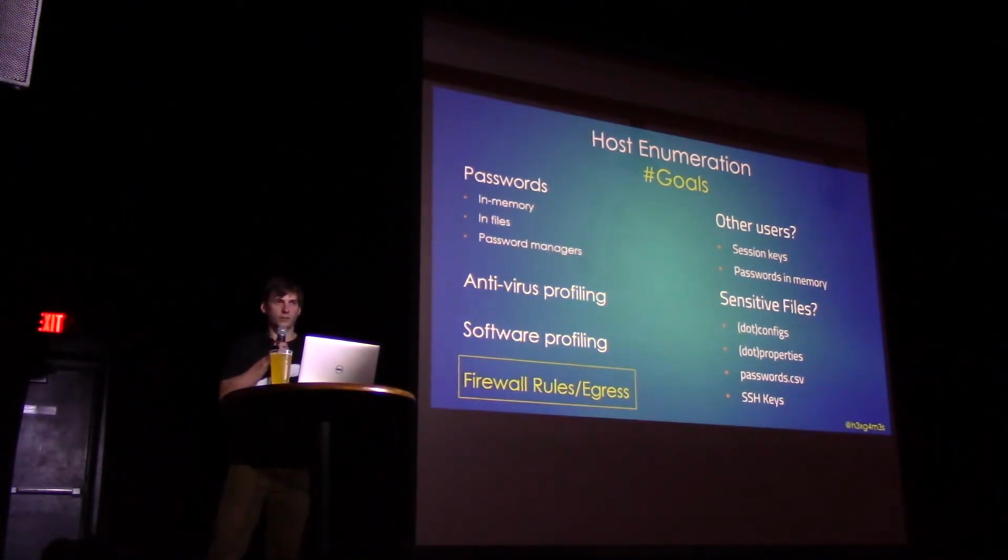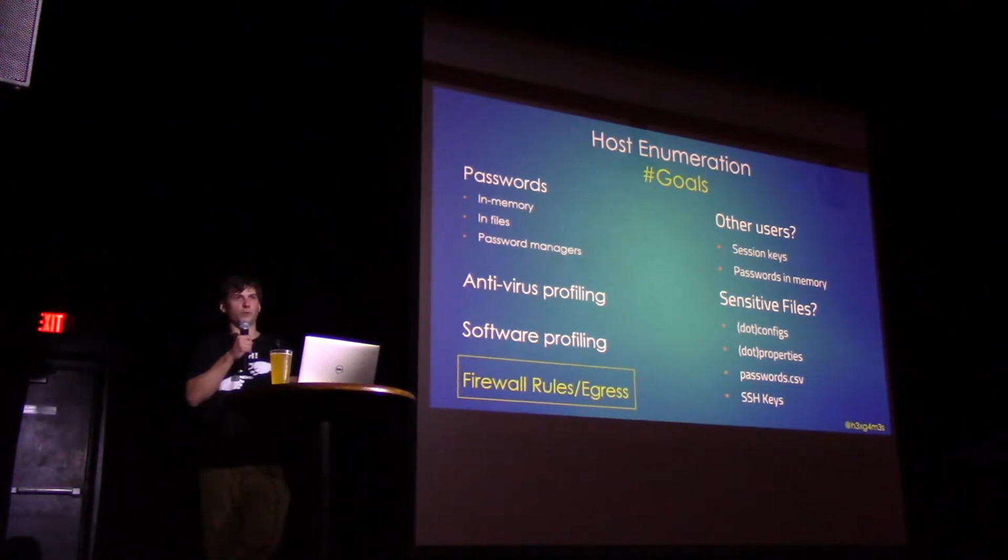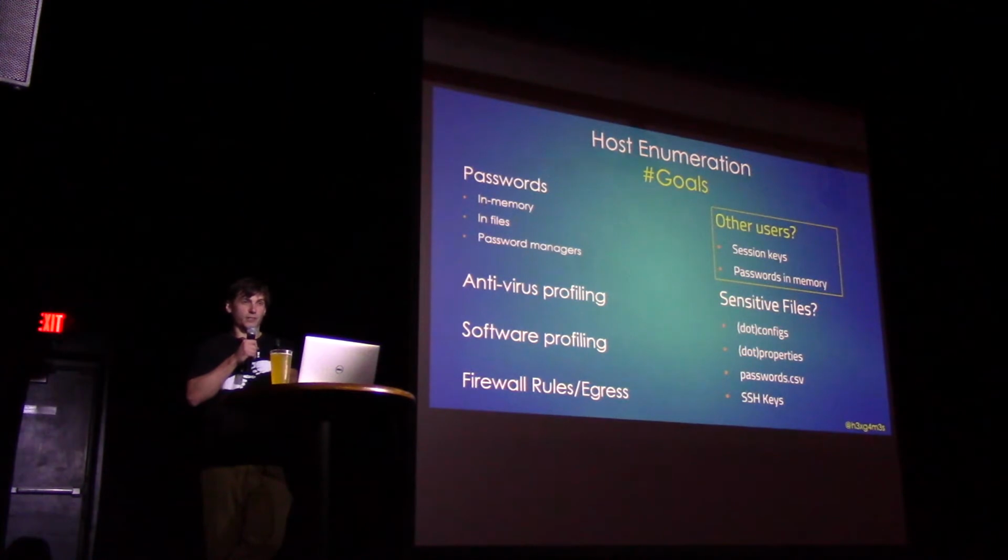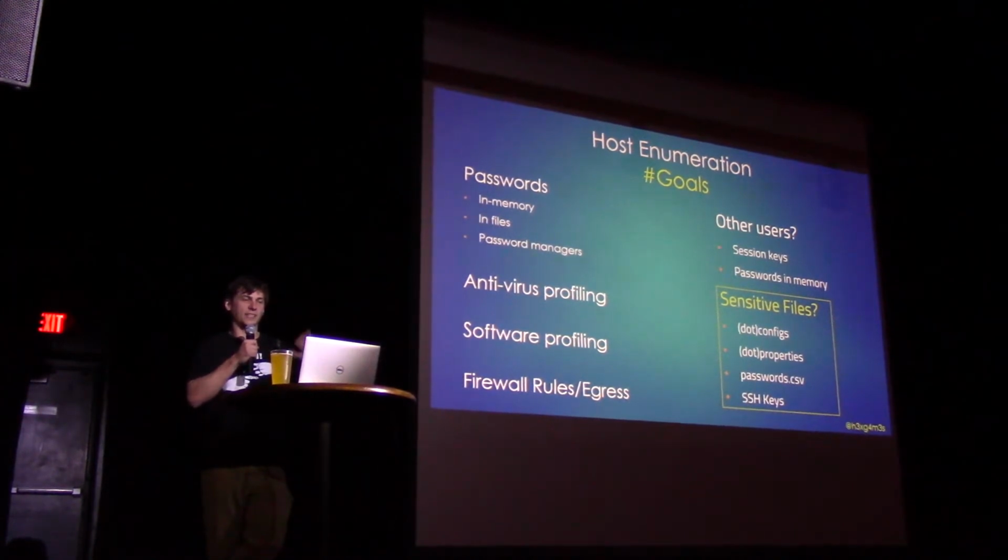We'll look at firewall rules for our shells that we're talking around the network, or if we want to get outside the network, we can fingerprint the firewall. We'll be looking for other users. We want to get their session keys and what type of session key they have, and their passwords also sitting in memory. And then we're also going to look at the sensitive files on these machines, like the .configs or .properties, or a lot of people we find have just a password CSV in a folder called passwords or something on their desktop.